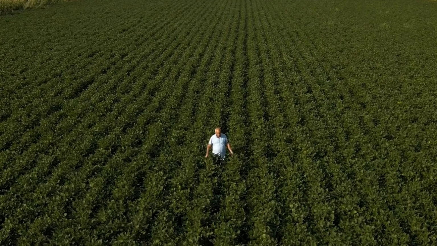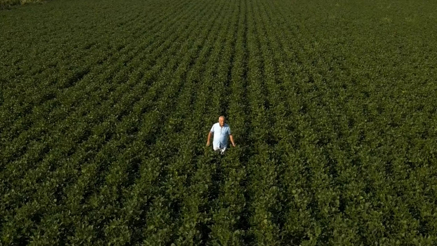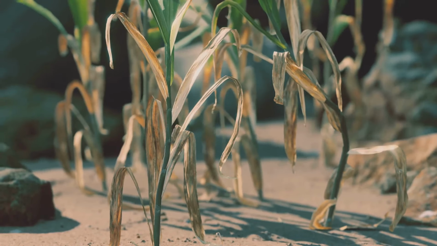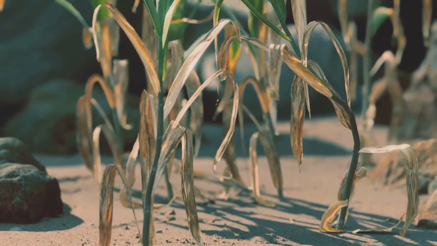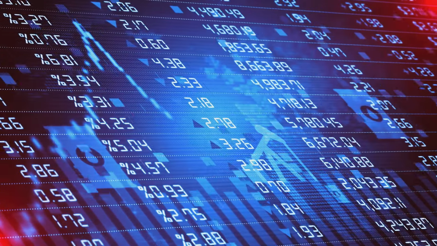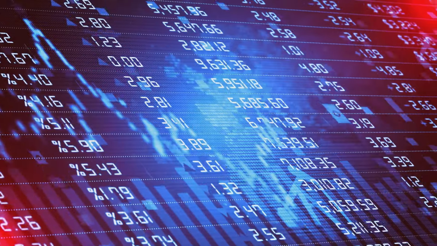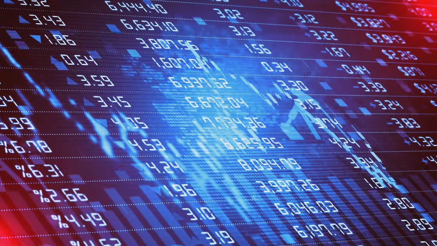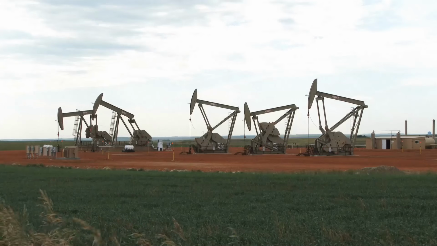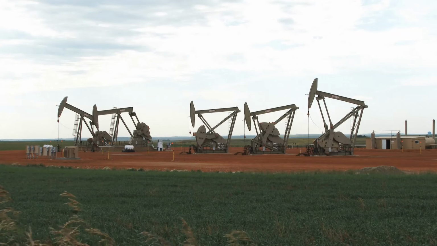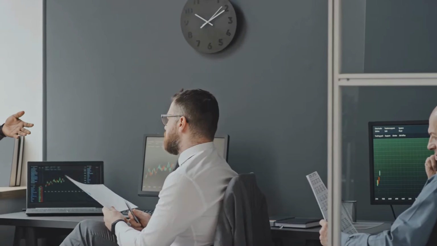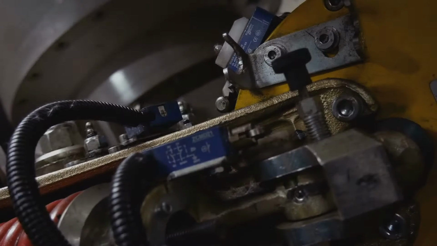Let's start by examining the supply side of the equation. Several factors can impact the production of commodities. For agricultural commodities, weather is a major wildcard. For energy commodities like oil and natural gas, geopolitical events and production decisions by major oil-producing nations can create significant price volatility. Technological advancements can also impact commodity supply. Understanding these supply-side factors is crucial for investors.